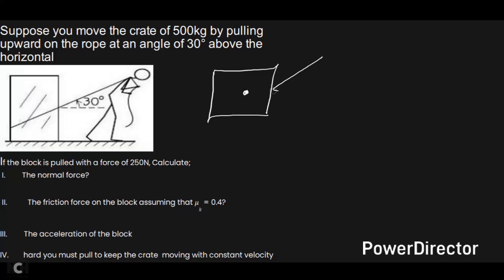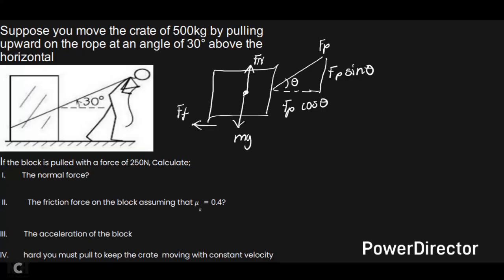If you're applying the force at an angle like this, it means that the forces are divided in the y-axis and in the x-axis. If this is the applied force, here it will be the applied force sine theta, and here FP cos theta. Then how about on top? On top here is the normal force. Then what will be the down part? mg. Then this side is what we call the friction force. So this is your free body diagram.